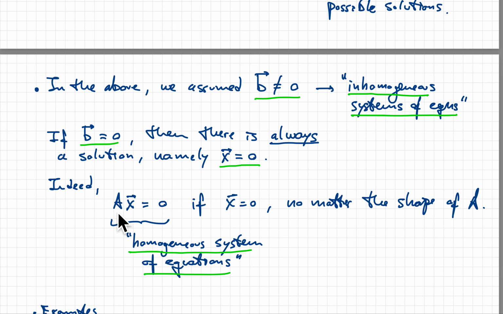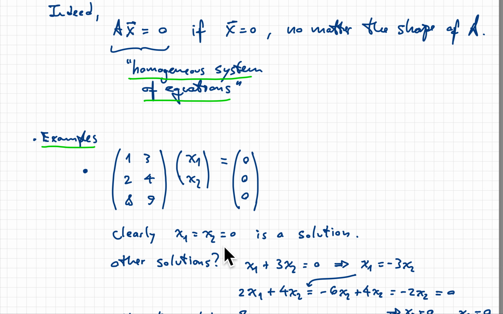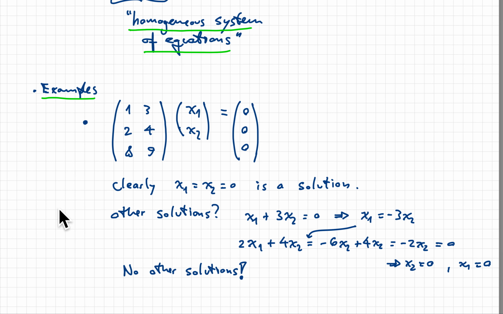Here are some examples where m is greater than n, so we have more equations than unknowns. In general there's no solution for an arbitrary right-hand side, but if the right-hand side is just all zeros, like you see here, then clearly x1 equals x2 equals 0 is a solution. You can multiply any of these rows by this column, and if you put this column to 0, you will get 0 as a result, so that always works. Are there other solutions other than x1 equals x2 equals 0? If you write down these equations, you'll see that x1 plus 3x2 equals 0 tells you what x1 has to be in terms of x2.